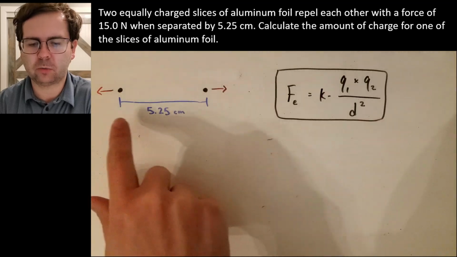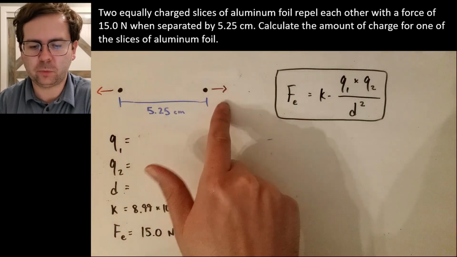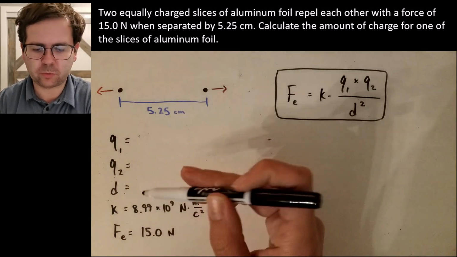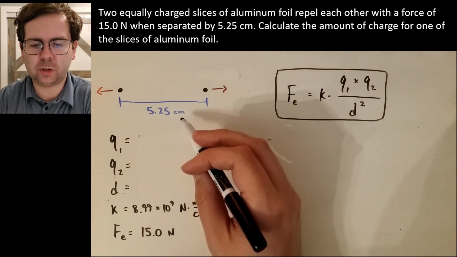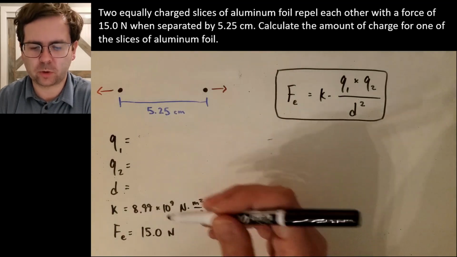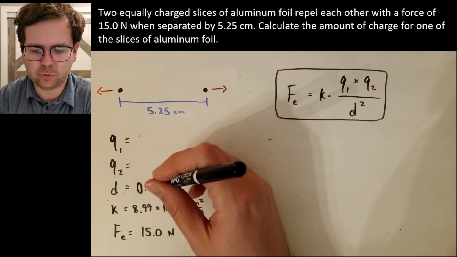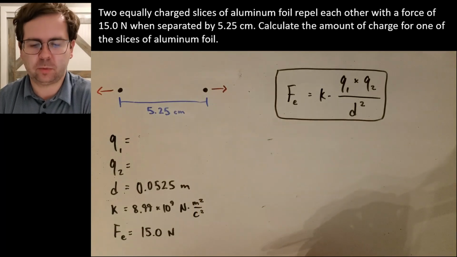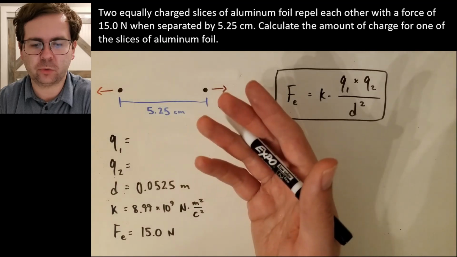So I've drawn a picture here and I've represented the slices of aluminum foil as point charges. They are repelling each other with 15 newtons of force when they're separated by this distance. So I'm going to go ahead and substitute in things that I know down here. I did want to note 5.25 centimeters. If we want our force to be in newtons as it is here and all the units to work together, this needs to be converted into meters. So we're going to divide by 100 and that'll give us a distance of 0.0525 meters.